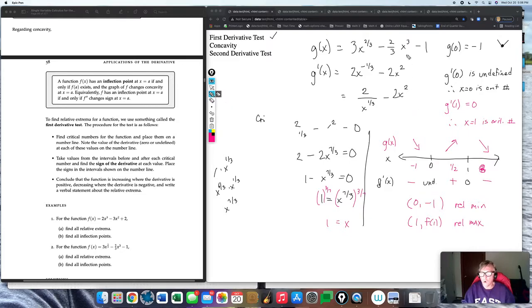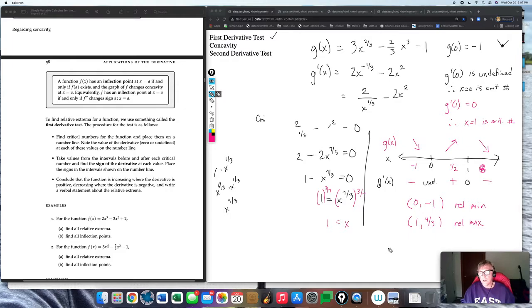And then if we put 1 in there, we get 3 minus 2/3 minus 1. So 3 minus 1 is 2. 2 minus 2/3 is 4/3. So at 1 comma 4/3, on this graph of this function, you're going to have a relative maximum.